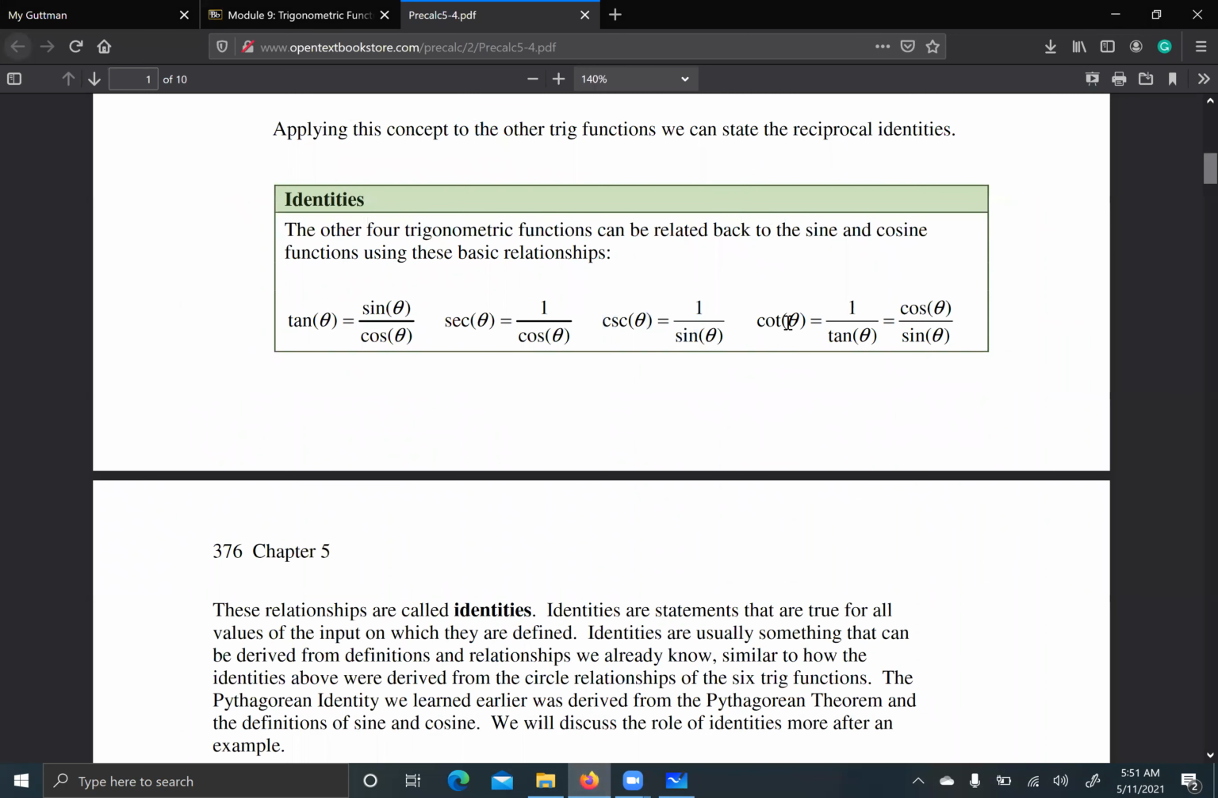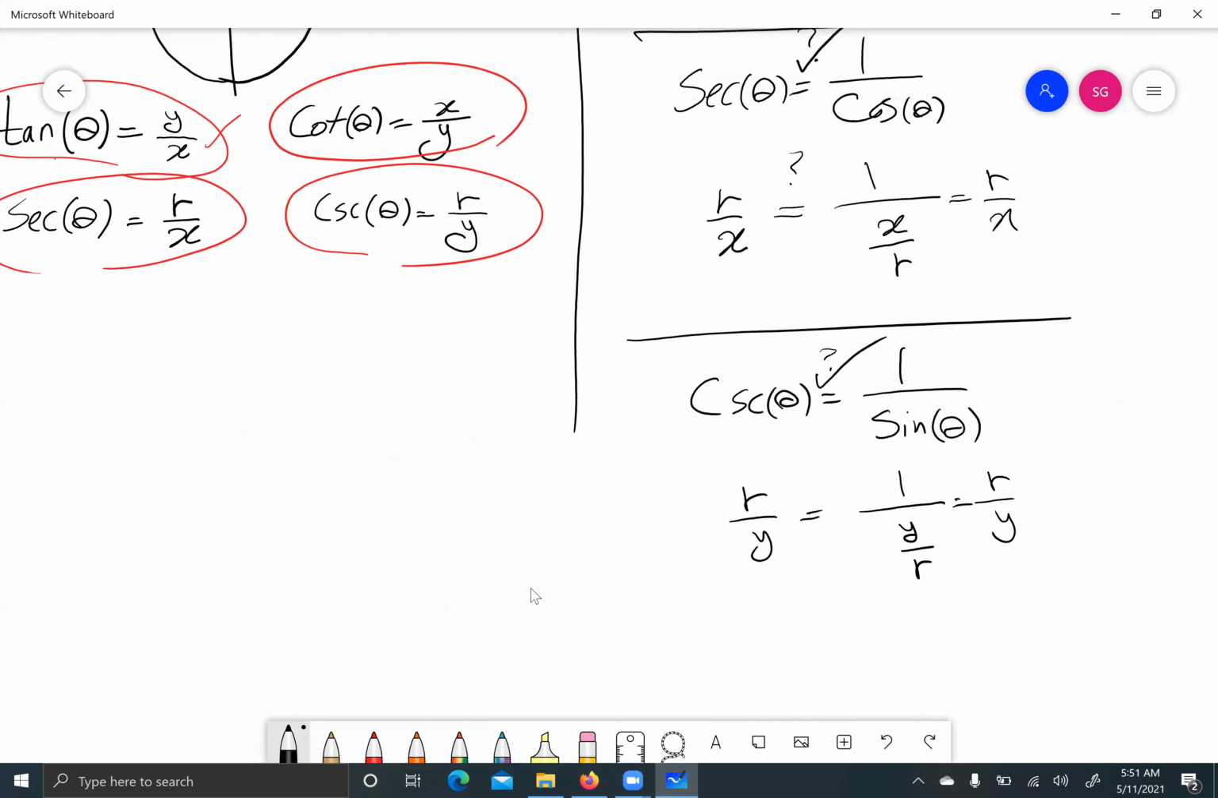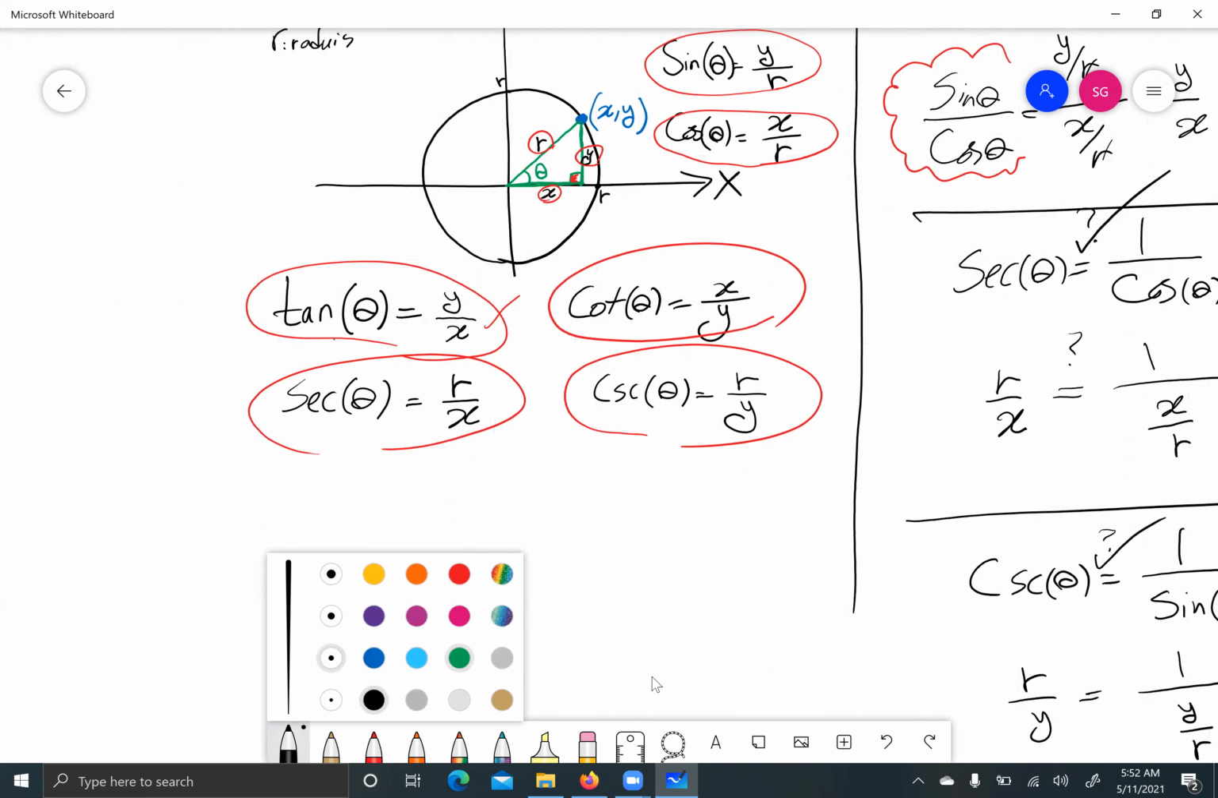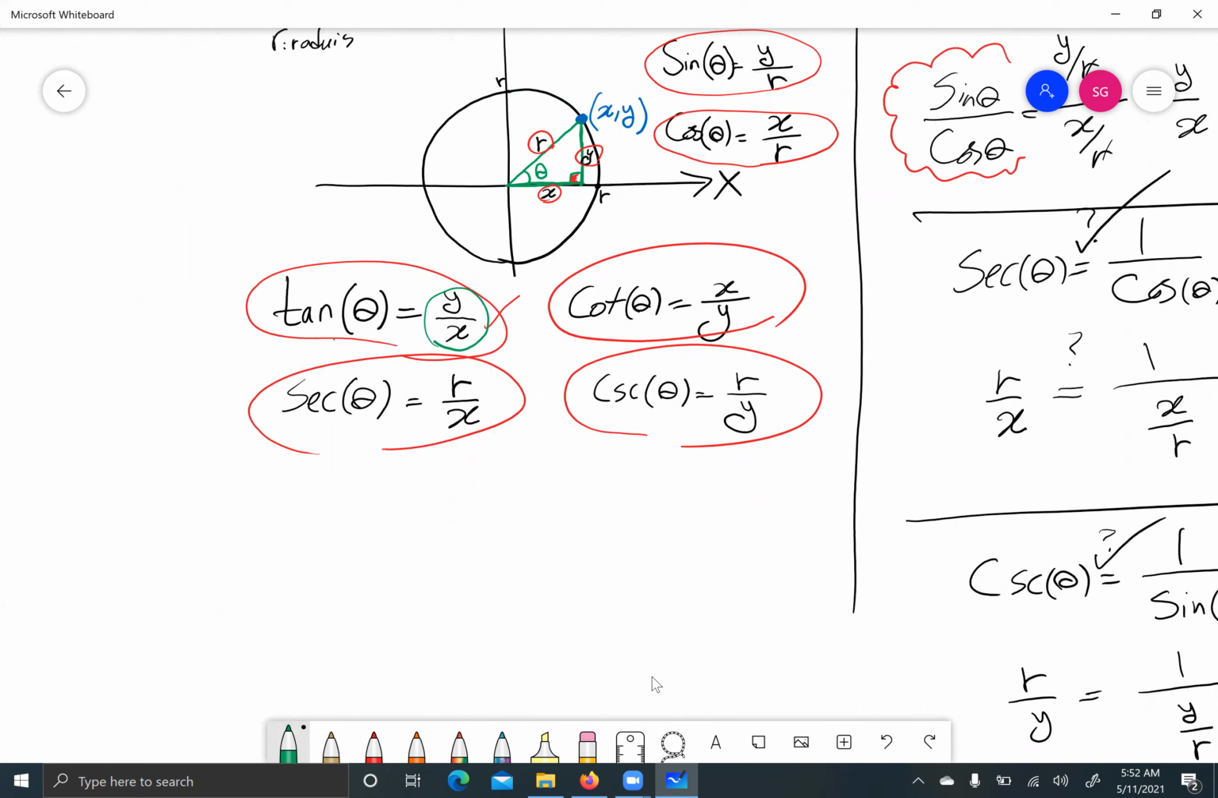And the last one is the relationship between cotangent and tangent, and I can show you here. Tangent is y over x. Cotangent is x over y. So you see, you can get one of them by flipping the other. Do you see the relationship between them? That means they are the inverse of each other in this sense.